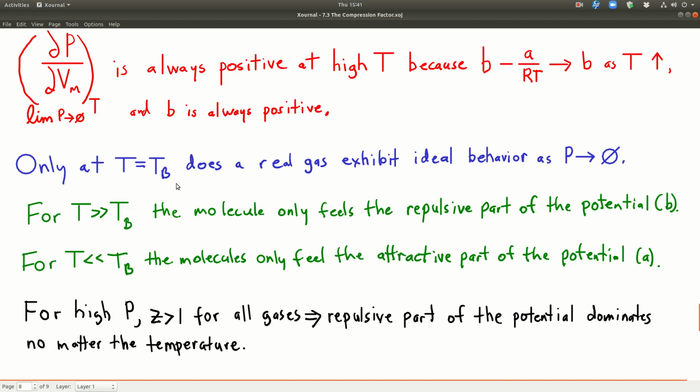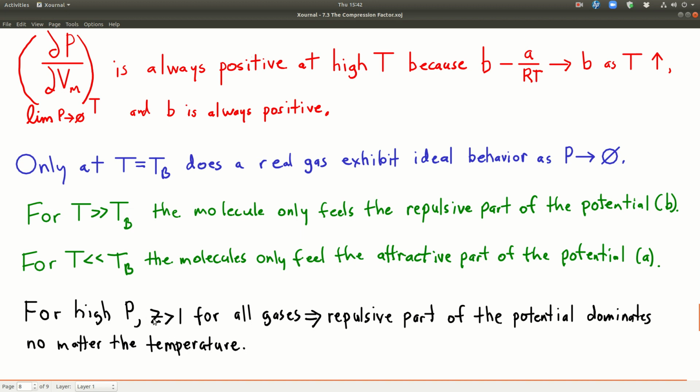When T is equal to the Boyle temperature, T equals T_B, that's the only time when a real gas will exhibit ideal behavior as the pressure goes to 0. When the temperature is a lot greater than the Boyle temperature, then the repulsive part of the potential dominates. And that's really all the molecule feels. That's the B term right here, because, like we just said, when T gets big, this goes to 0, and we just get B here. When temperature is a lot less than the Boyle temperature, then the molecules only feel the attractive part of the potential. That's the A term right here, because when T gets small, this term gets big.